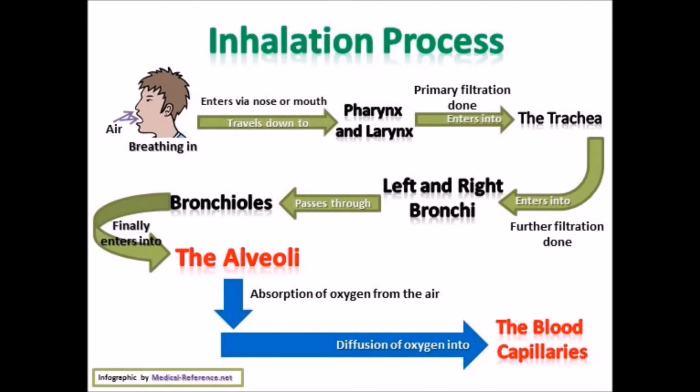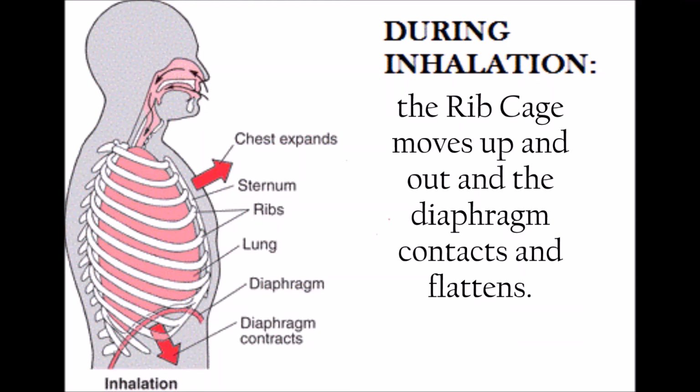Breathing in air through the nose or mouth is the start of the inhalation process. Then it travels down into the pharynx and larynx where primary filtration is done. Then it enters into the trachea where further filtration is done. After which, it enters into the left and right bronchi, then it passes through the bronchioles and finally enters into the alveoli where the absorption of oxygen takes place and the diffusion of oxygen to the blood capillaries. During inhalation, the rib cage moves up and out and the diaphragm contracts and flattens.